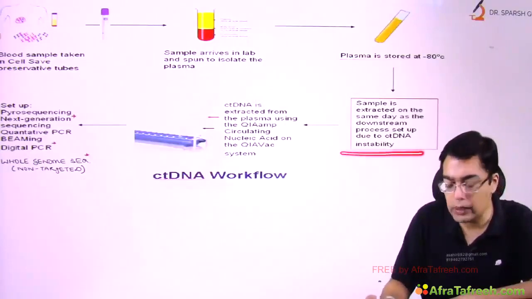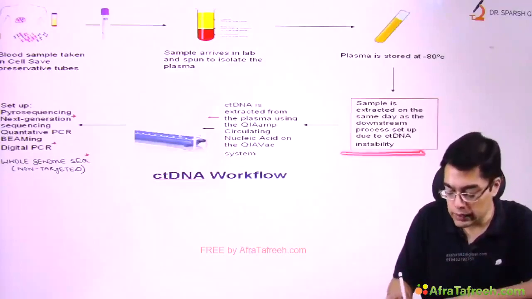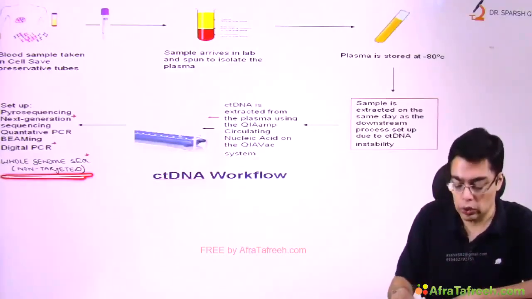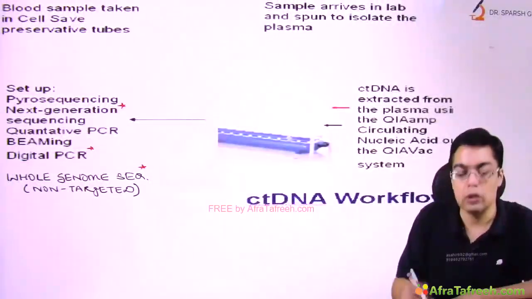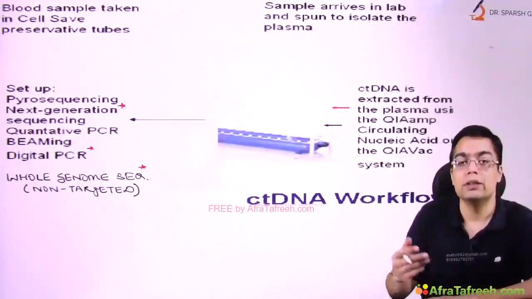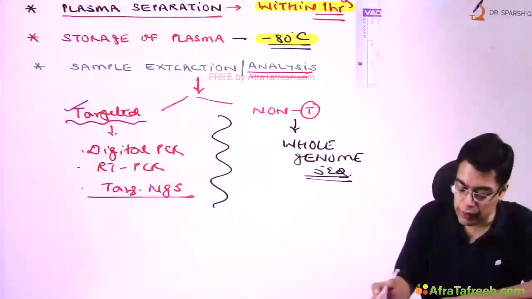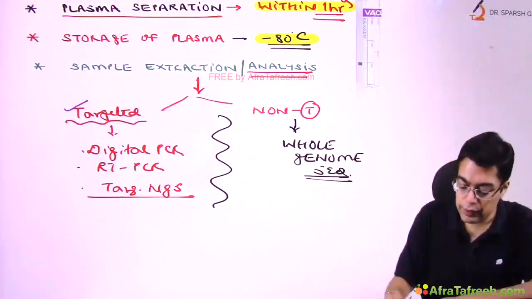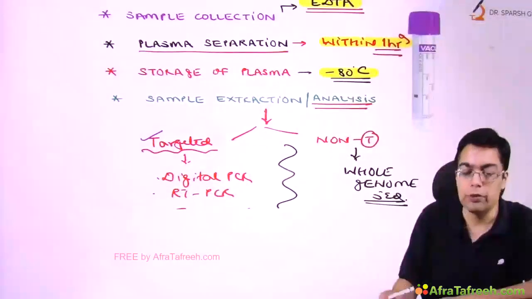The sample is then extracted because of the unstable nature of the circulating tumor DNA, and subsequent analysis is done either by a non-targeted approach, the whole genome sequencing, or by a targeted approach, digital PCR, or targeted next generation sequencing. Be familiar with the fact that sometimes it is not possible for any individual to collect the sample and send it to the lab very early.